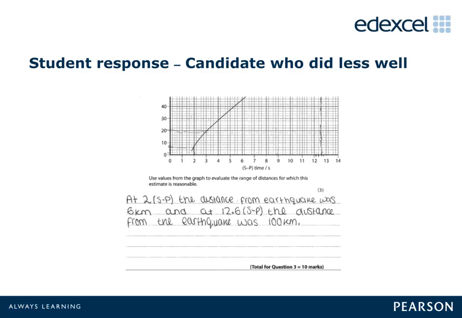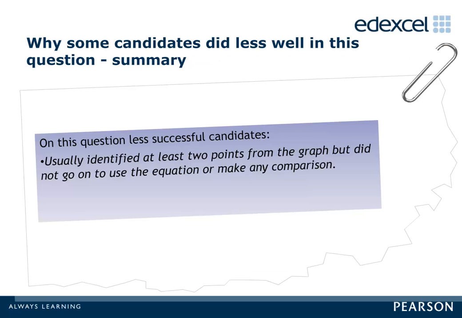Some candidates simply described the graph, saying that as the distance from the earthquake increased, the time increased. This would only score the first mark if it identified at least 2 points from the graph, as in this example. Less successful candidates either did not read the question thoroughly or did not understand what was required.